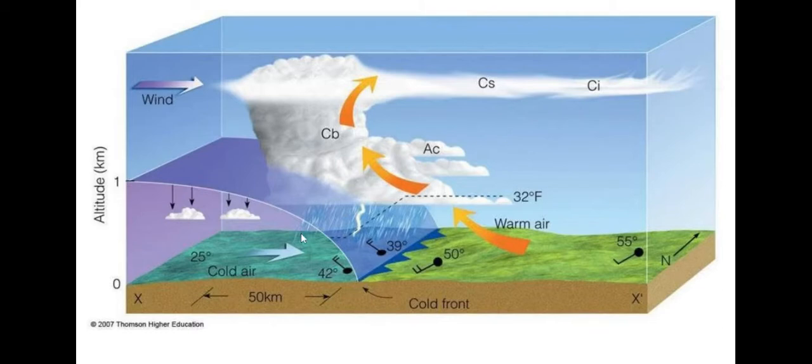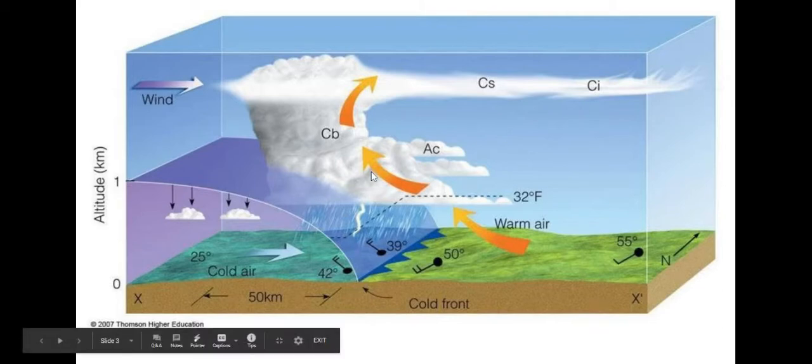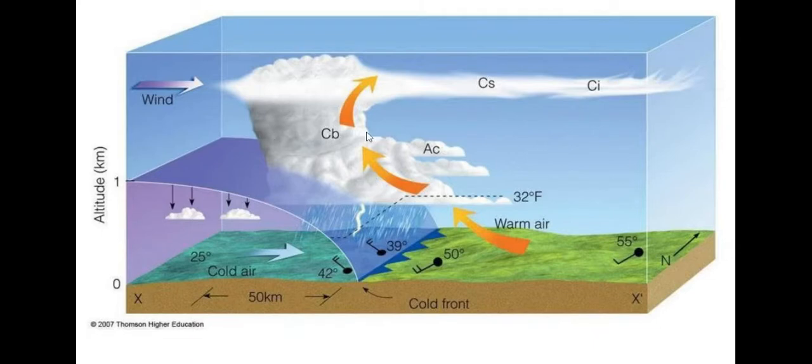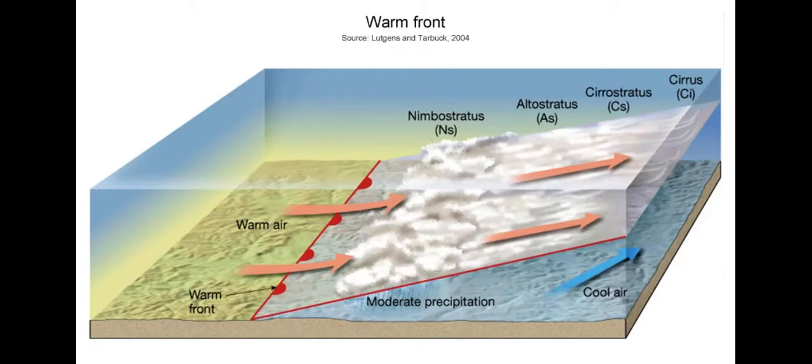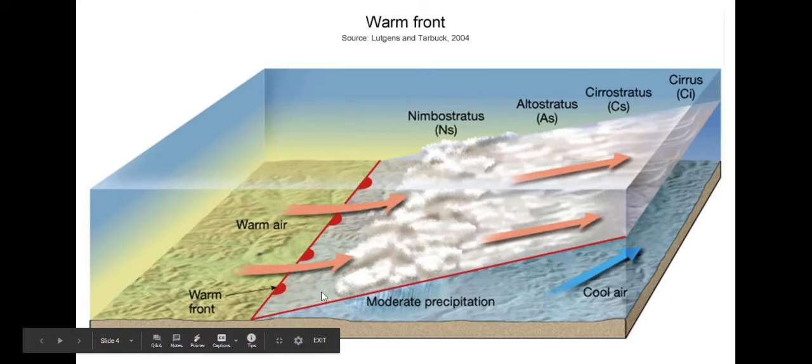So, although you get really heavy rain right here because of the quickly rising air, it doesn't last very long because A, the cloud band is not very wide, and B, this front is moving quickly. So, this narrow band of rain moves past fairly quickly. That's cold front. A warm front, you can see, is a slightly different picture. This one has a much more gradual slope.